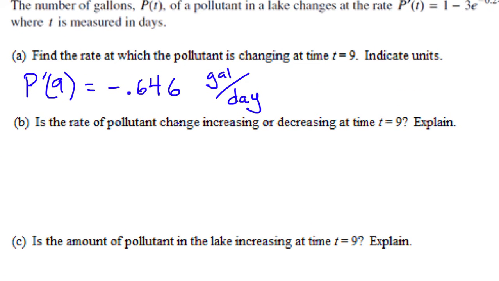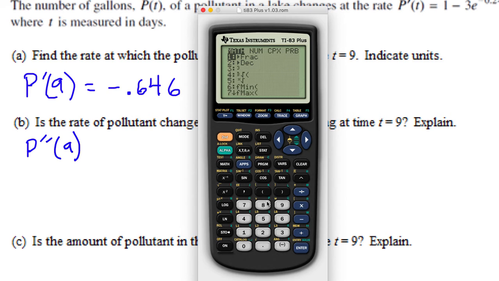All right. Is the rate of pollutant increasing or decreasing? So it's the rate, and then increasing and decreasing is the derivative of the rate. So it's really talking about P double prime in this case, because P prime is the rate, and then increasing or decreasing is P double prime at 9. I want to know if it's positive or negative. Again, that's going to be that math 8 guy, the derivative of my var is right, enter, enter, my y1 function with respect to x at 9.